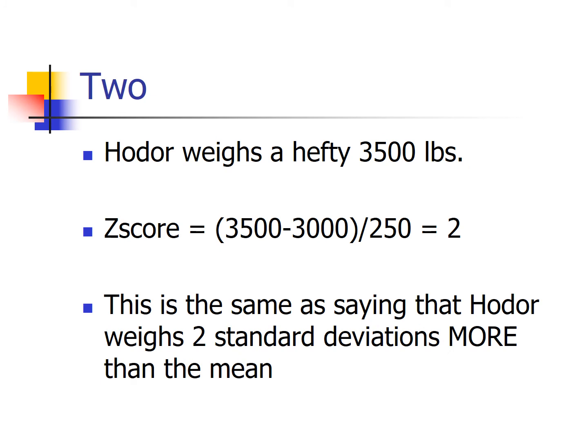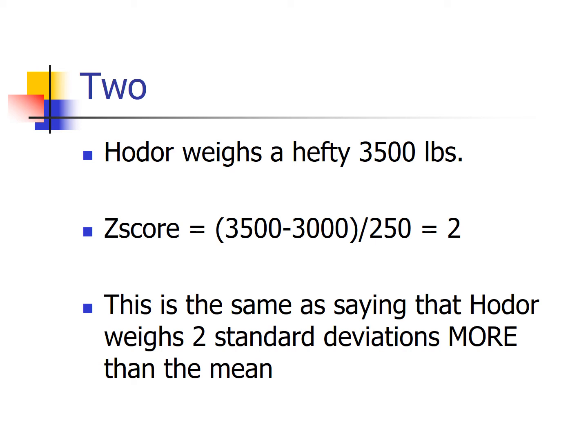What about Hodar? People are always saying, oh, Hodar's so big, Hodar's so hefty. Is he in fact so hefty? 3,500 pounds, certainly a lot for a human, but is it a lot for a walrus? Well, that's the type of question a z-score can answer for us. Hodar's z-score is x minus mu divided by sigma, 3,500 minus 3,000 divided by 250. I put that in my calculator, I get 2.